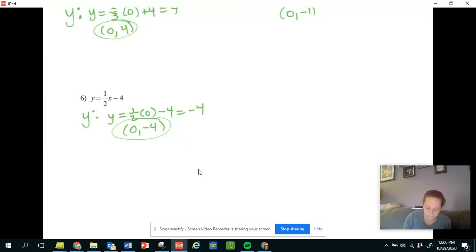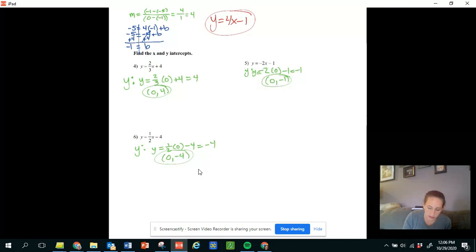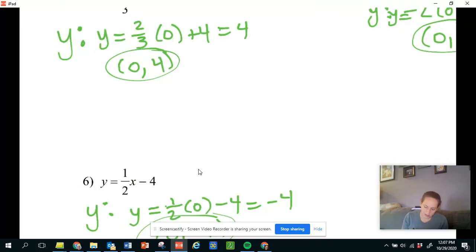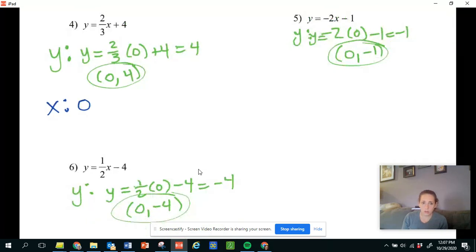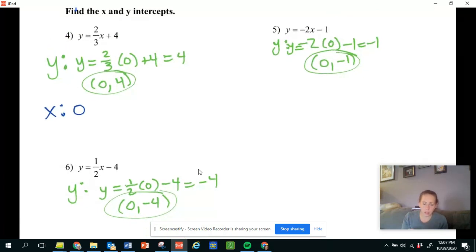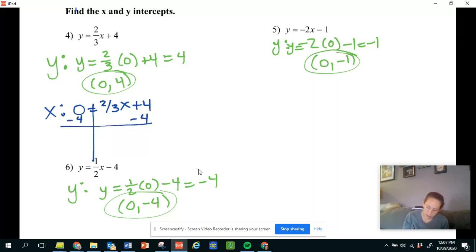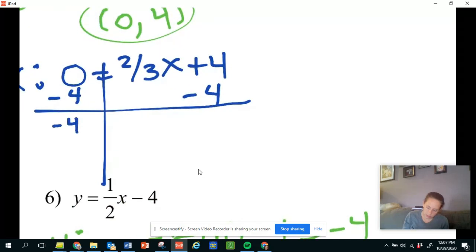Okay. So the y-intercepts are pretty easy. X-intercepts are a little more tricky, but they're really not that bad. So to get the x-intercept, I have to plug in 0 for the y. Okay. So I'm going to do 0 equals the equation 2/3 x plus 4. So I have to solve for x. So I'm going to minus 4 on both sides. So I get negative 4 equals 2/3 x.